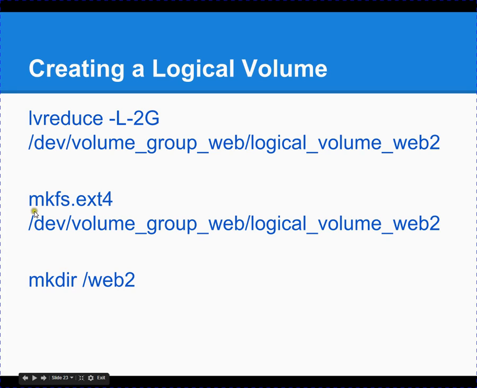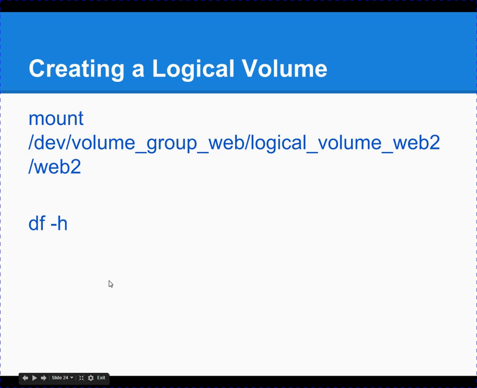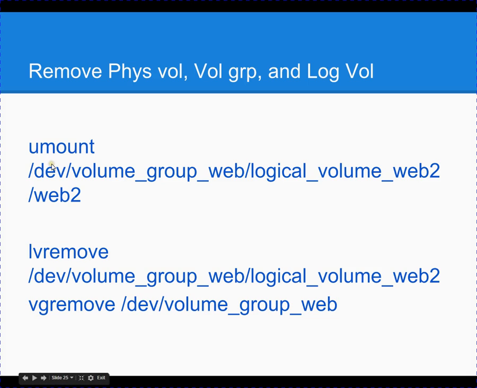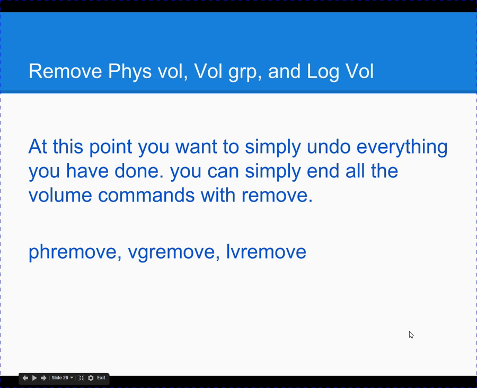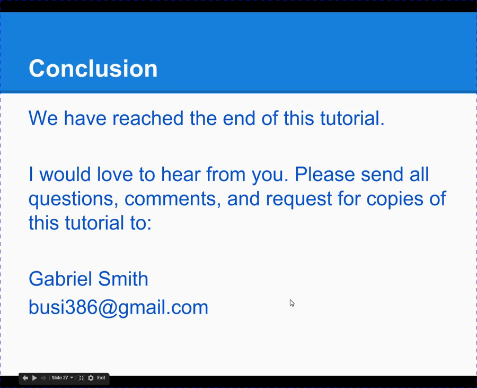It's simple. mkfs.ext4, and then you use the full path name of the logical volume. You make the directory, and then you mount it. df -h to see where you are. And if you want to unmount it for the purposes of removing it, you unmount, full path name, and you do an lvremove and provide the full path name. And at this point, you simply undo everything that you've done just by using the word remove with the prefixes that you've used before.